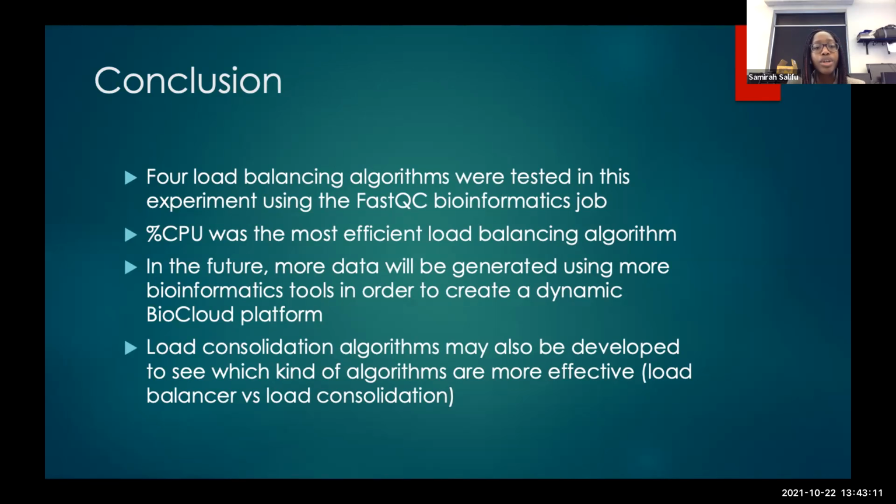And so then we also hope to work on load consolidation algorithms to see which kind of algorithms are more effective for each bioinformatics tool. So that experiment would be comparing load balancing versus load consolidation.